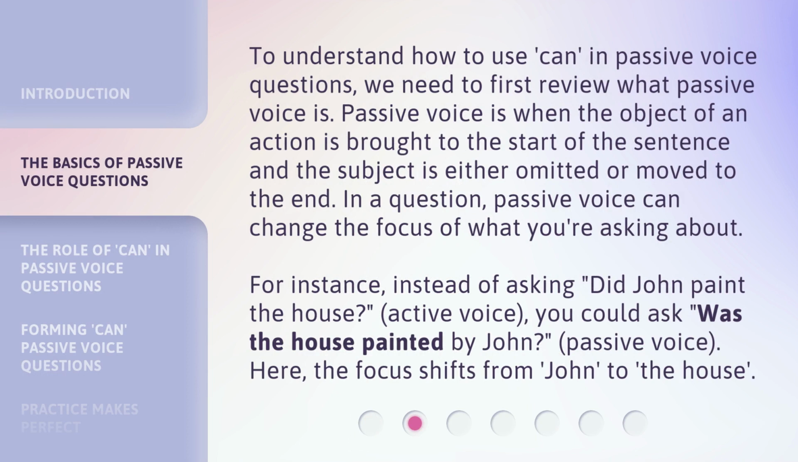To understand how to use can in passive voice questions, we need to first review what passive voice is. Passive voice is when the object of an action is brought to the start of the sentence and the subject is either omitted or moved to the end. In a question, passive voice can change the focus of what you're asking about. For instance, instead of asking, "Did John paint the house?" active voice, you could ask, "Was the house painted by John?" passive voice. Here, the focus shifts from John to the house.